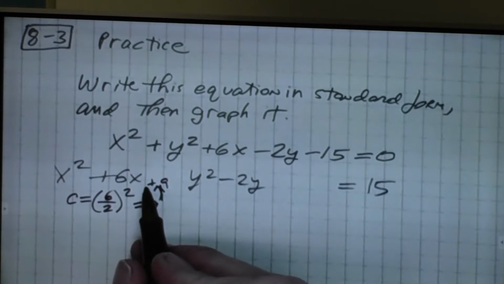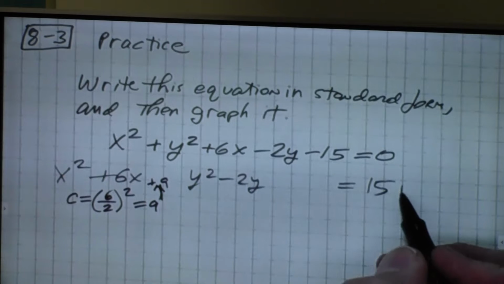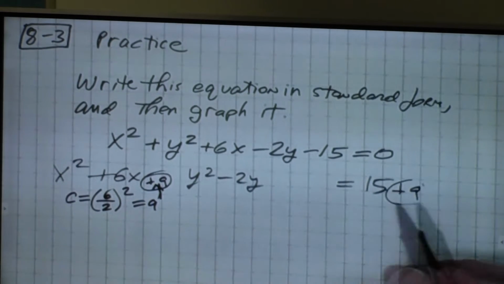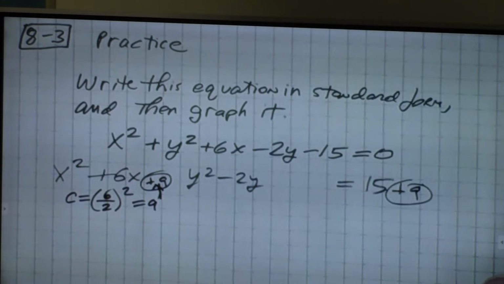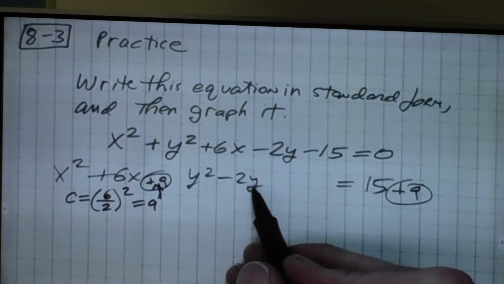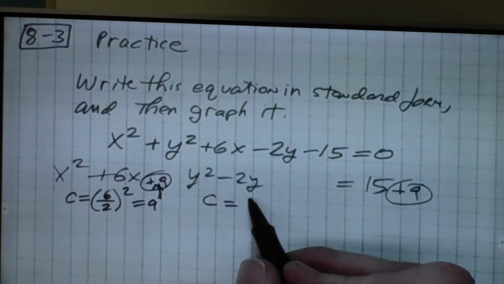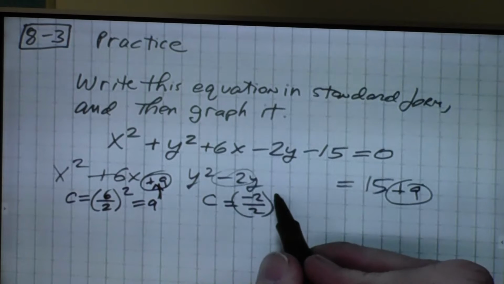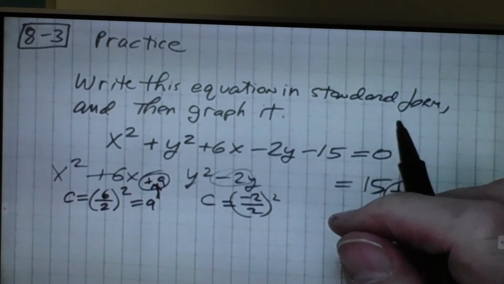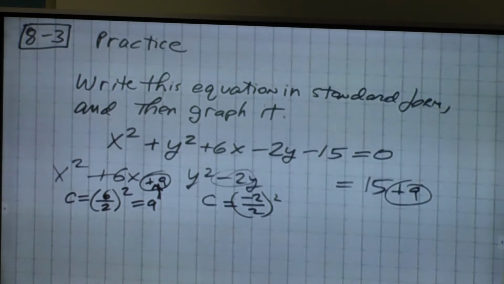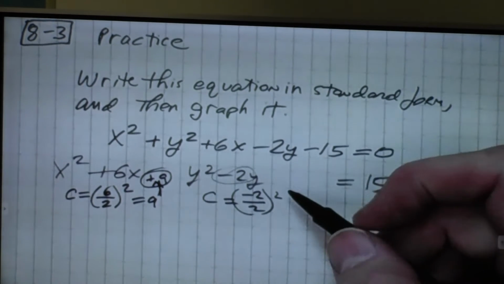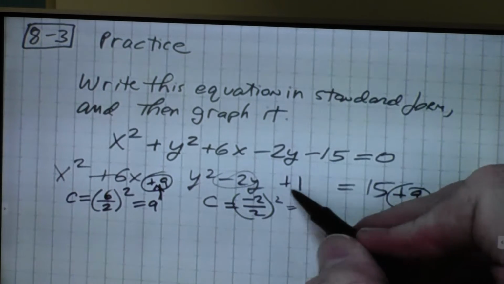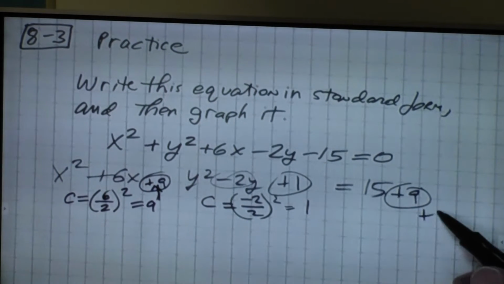But if I do plus 9 here, I also have to do plus 9 over here. So I'm adding 9 here, so I have to add 9 there. Over here, I'm going to do the same thing. C is equal to, and I'm going to use this number, minus 2 over 2 squared. Minus 2 over 2 is negative 1. Square it and you get 1. One of those nice, easy, simple ones that seems like something's wrong when you get it. Seems like too easy. But it's true. It's plus 1 here, so we have to add 1 over here.